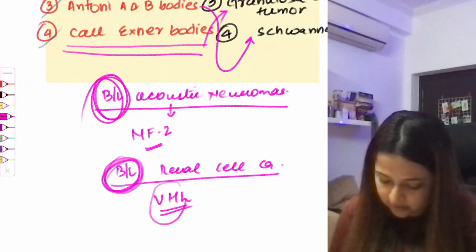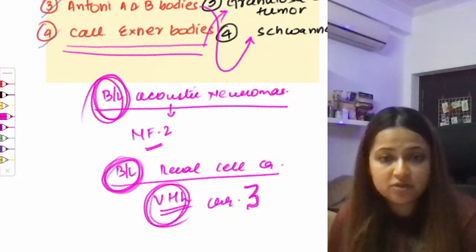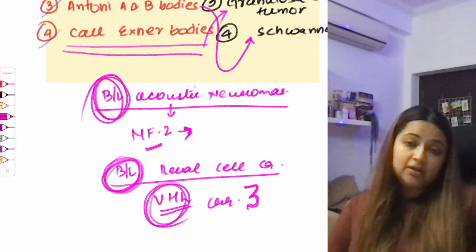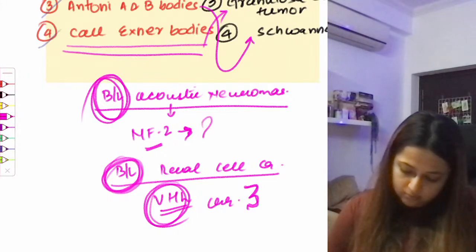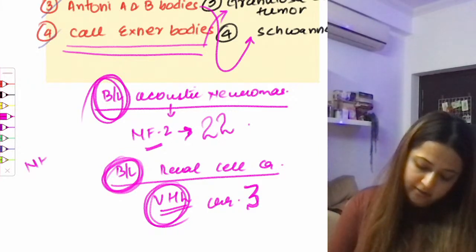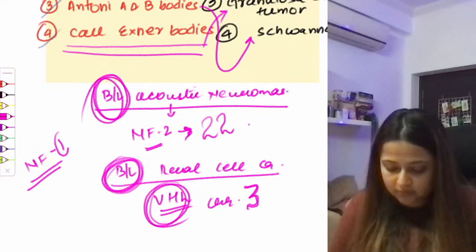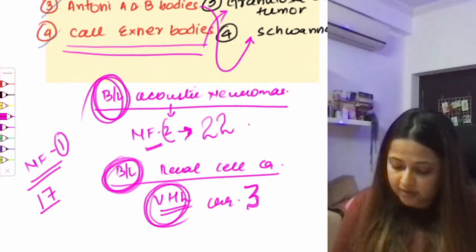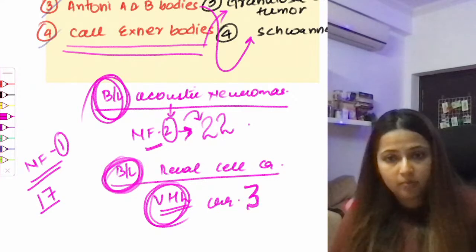Which chromosome is associated with VHL? Chromosome number 3. Which chromosome is associated with NF2? The answer to this question is 22. Which chromosome is associated with NF1? So this is an easy way to remember. NF1 is ending with 1, so you start the chromosome with 1. This is 17. NF2 is ending with 2, you start the chromosome with 2. That is 22. So know about this.